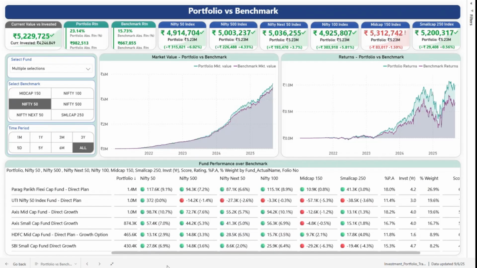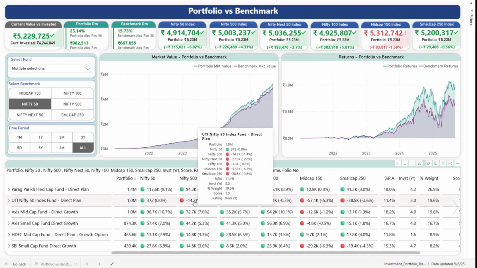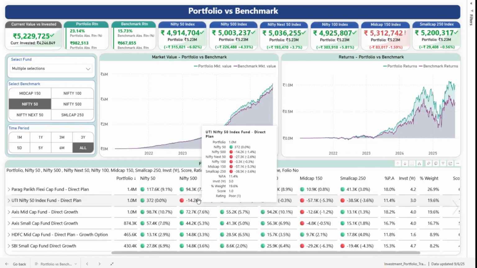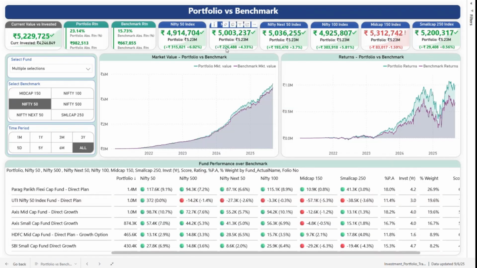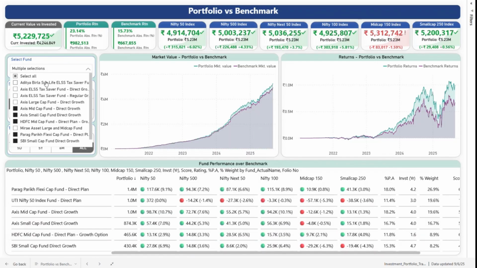Nifty 500, if you look at it, your overall portfolio is also able to beat the Nifty 500, but that is primarily contributed by all the other five funds except UTI Nifty 50. If this also outperformed the Nifty 500, then the difference could be even higher. So almost 2,40,000 or something. Correct. So that is how you can correlate it.